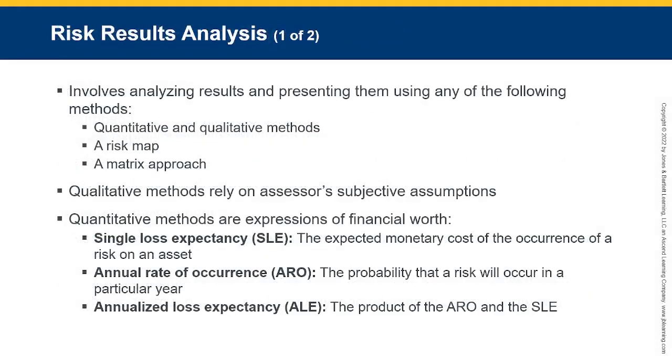Risk analysis involves analyzing results and presenting them using any of the following methods: quantitative and qualitative methods, a risk map, a matrix approach. Qualitative methods rely on assessors' subjective assumptions. Quantitative methods are expressions in financial worth. You have SLE, the single loss expectancy, the expected monetary cost of an occurrence of a risk on an asset. You have the annual rate of occurrence, or ARO, the probability the risk will occur in a particular year. You have the annualized loss expectancy, ALE, which is the product of ARO and SLE.